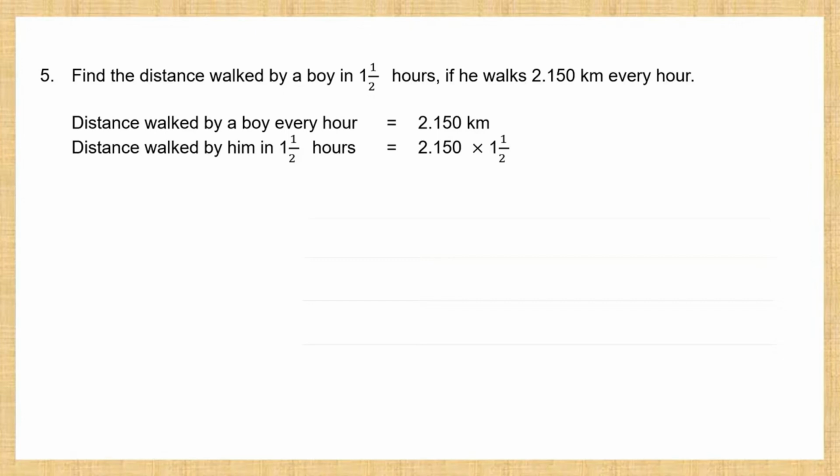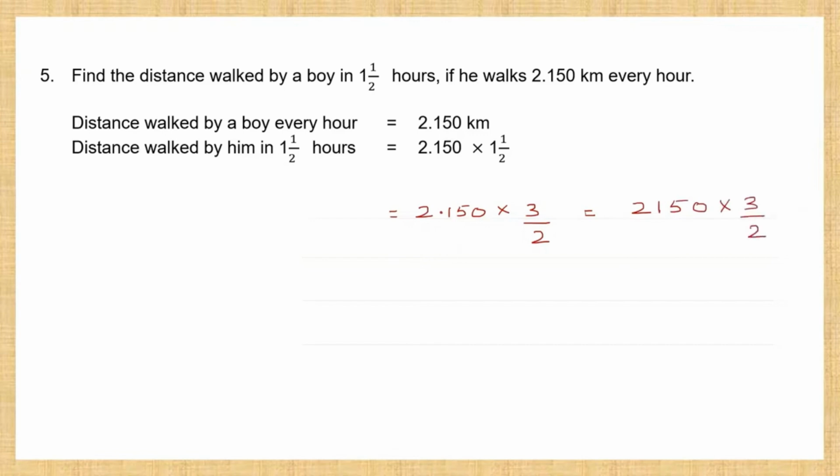Okay, so every hour we know. So if we have to find for many, we have to multiply. So when I multiply, I'm going to write 2.150 and I'm going to convert that into a mixed number. 2 ones are 2 plus 1, 3 by 2. Okay, so let's ignore the point and multiply 2150 into 3 by 2.